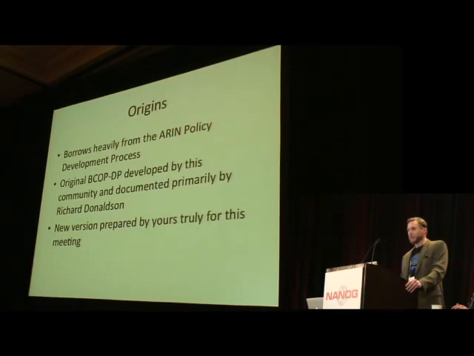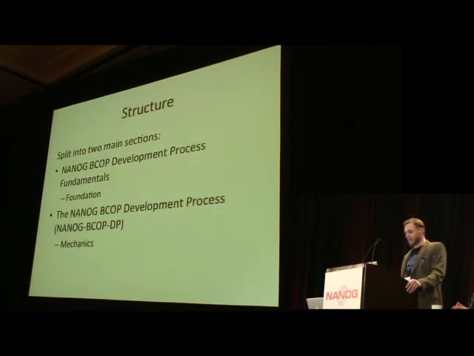The development process itself borrows heavily from the ARIN policy development process, because that seems to work fairly well, with community input and feedback as an ongoing process for keeping a living document current and working. Previous to this, as Aaron said, this has been going on for a number of years, and we created a development process that this is now basically a revised version of. It's structured in two pieces: the development process fundamentals, kind of the foundation for a NANOG BCOP working group, a common set of ideals and goals, and then the actual process itself.